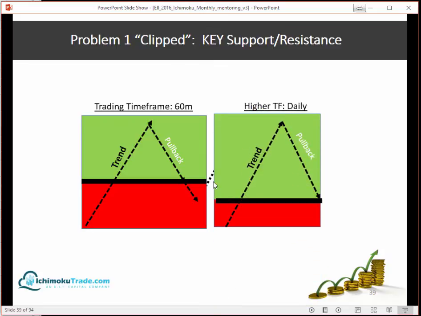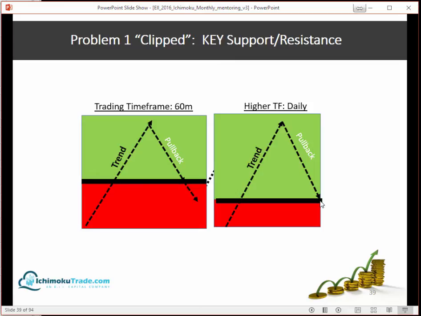The reason this happened is that the support in this example was not respected on the 60-minute. In fact, if you look at the higher time frame, the daily time frame, the support was slightly lower than the 60-minute support. So in this scenario, price came down to the daily support here, stopped, and then reversed. Now, most people think, well, maybe I just need to look at the daily time frame support and adjust to that.